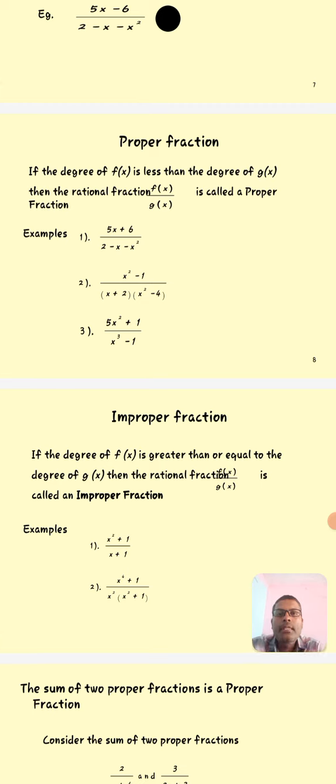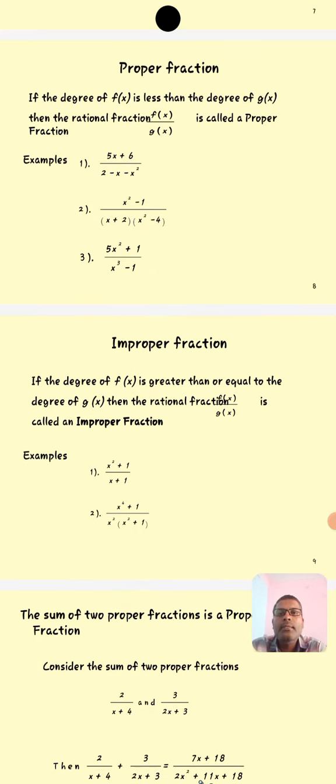Now we see the next one, the proper fraction. If the degree of f of x is less than the degree of g of x, then the rational fraction f of x divided by g of x is called a proper fraction. A very important definition. The numerator degree is always less than the denominator degree, then the fraction is called a proper fraction. You see the examples.